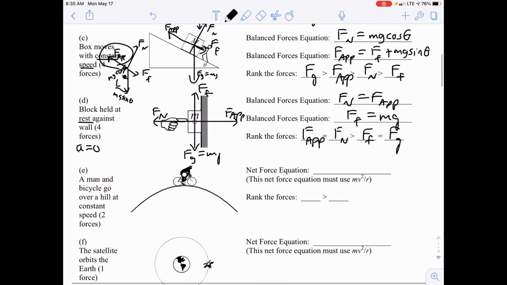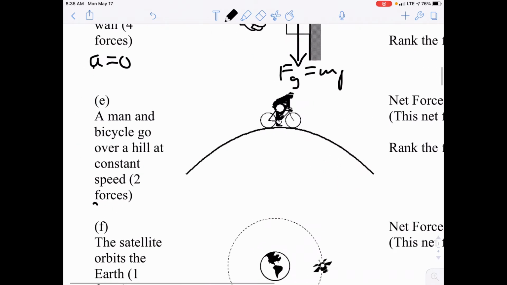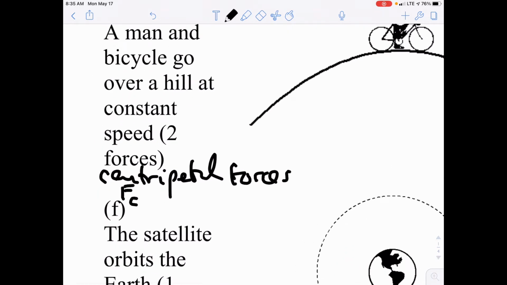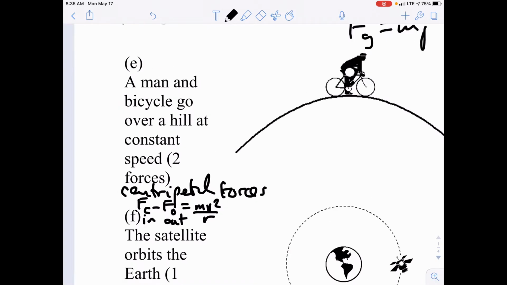Well, in question E, we have a man and a bicycle go over a hill at a constant speed. Well, now we should be thinking centripetal forces. Centripetal forces are unique because now we're looking at causing force minus opposing force equals m a c, centripetal acceleration, or you could write it as mv squared over r. The causing force would be those forces pointing into the circle, and then the opposing forces would be the ones pointing out of the circle.